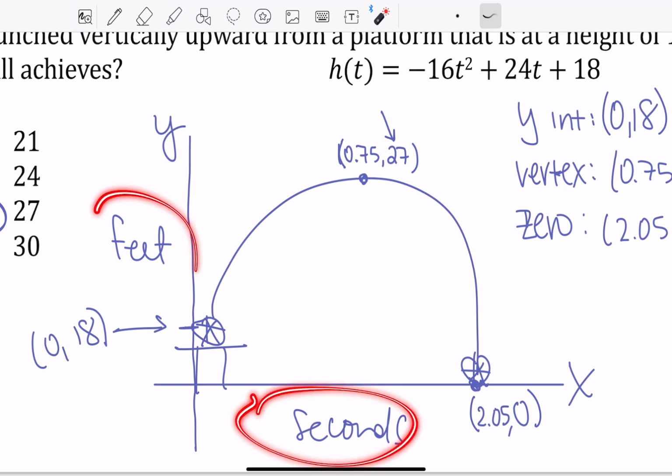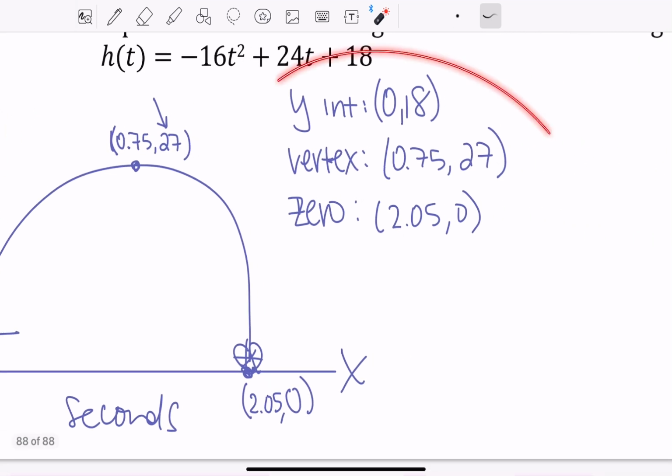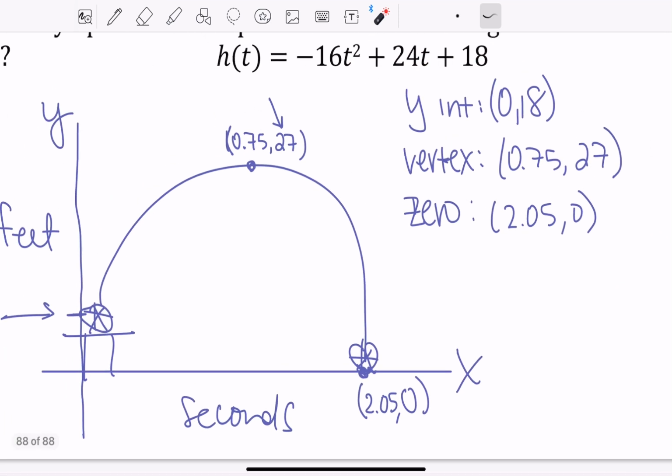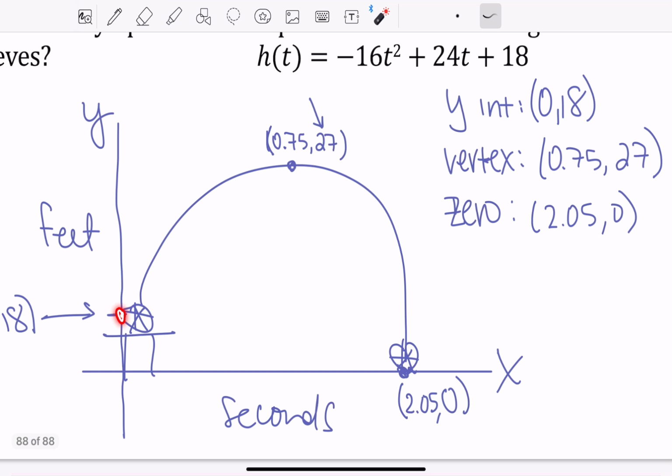Here I labeled my seconds and my feet. It's not always going to be feet. Sometimes it'll be meters or miles or whatever. And then I wrote down my points from the graph. Here's what I found in my calculator. The y-intercept is (0, 18). That is right here, which means that my ball was on a platform that had a height of 18 feet.